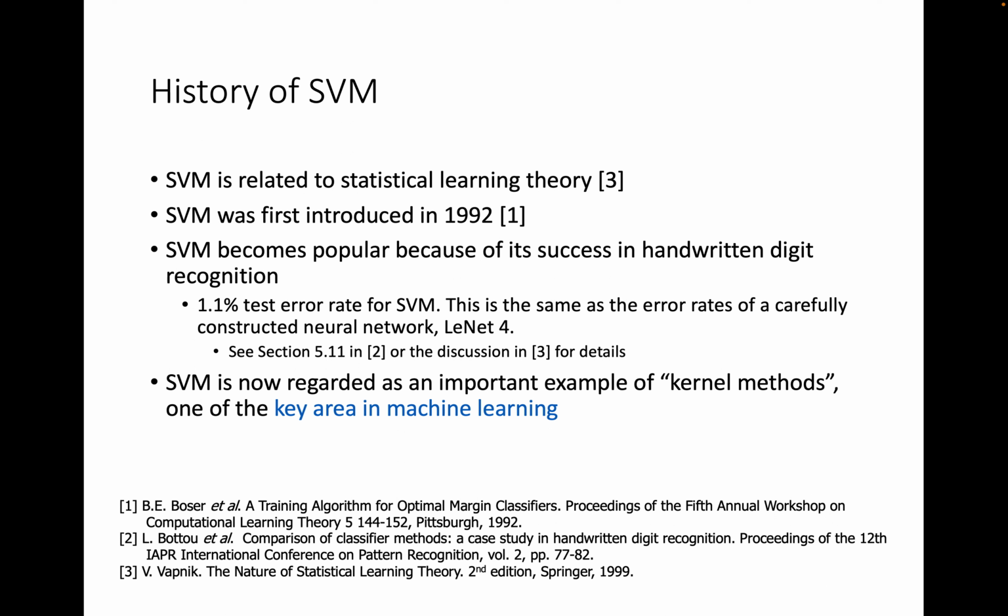तो handwritten text recognition में support vector machine बहुत ऐसा famous है. It is famous because of that. 1.1% test error rate for SVM. This is the same as the error rate for a carefully constructed neural network, LeNet-4. So LeNet-4 is a neural network and support vector machine has the same test error rate. ठीक है, तो टेस्टिंग केसेस में उसका एरर रेट इज सेम एज दैट LeNet-4, 1.1%.